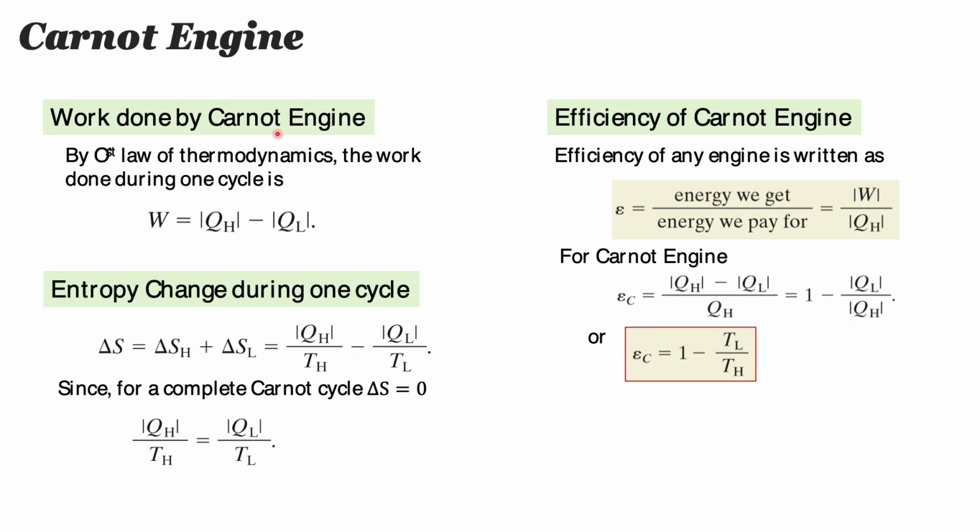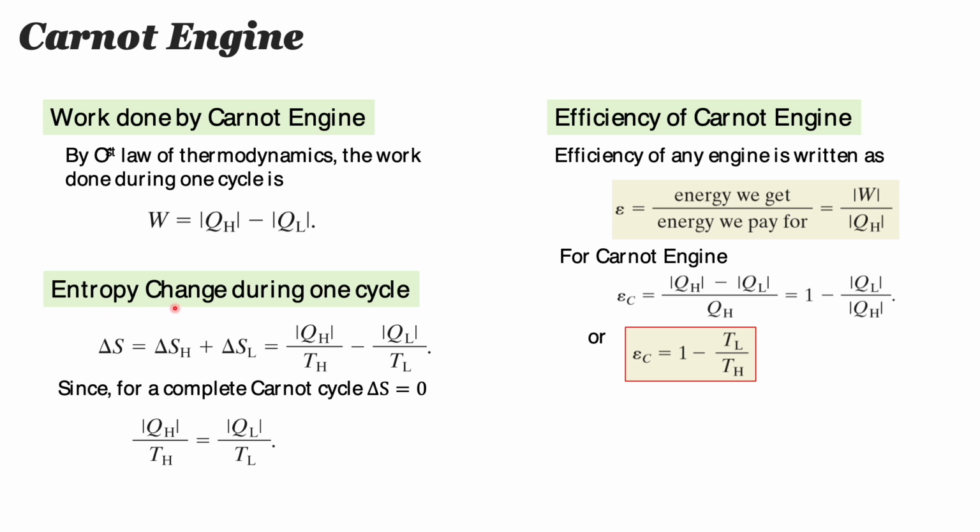Now the work done by the Carnot engine, according to the second law of thermodynamics, we can write this formula: W is equal to QH minus QL, the heat energy absorbed minus the heat energy rejected. It must be equal to the work done.